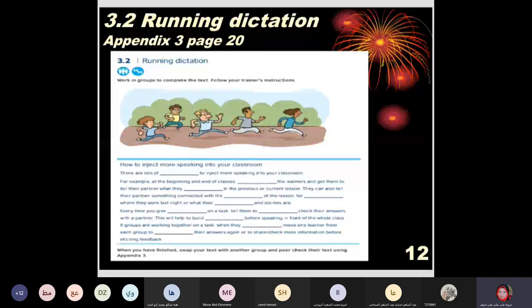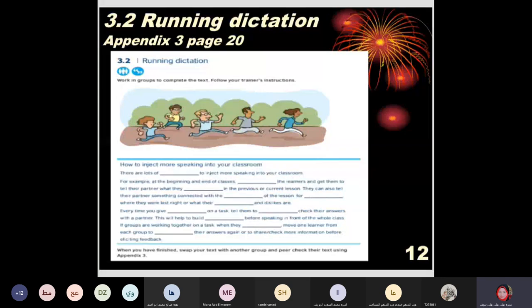Why do we speak about such an activity today? Because it maximizes speaking, because the runner comes back and discusses or speaks to the group or to the other learner or partner in the pair. So you may form pairs of students. One is the runner, one is the writer.